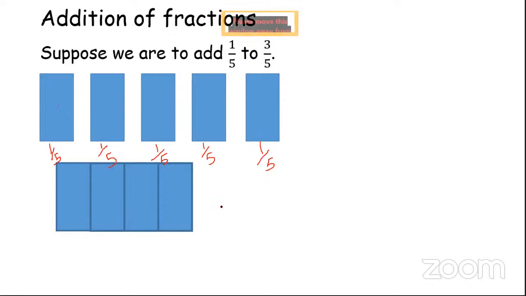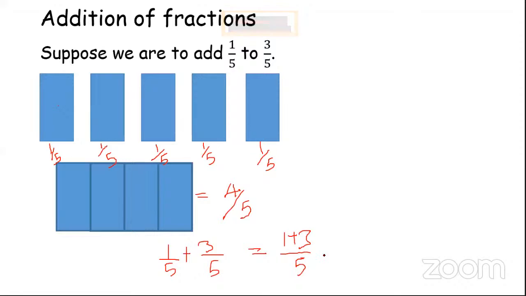Okay, so our answer would be 4 out of 5. So that means 1/5 plus 3/5 would be the same as what one of us said, 1 plus 3, then we divide this by 5, which would give us 4/5 as our answer. Any questions before we proceed? No. Okay.